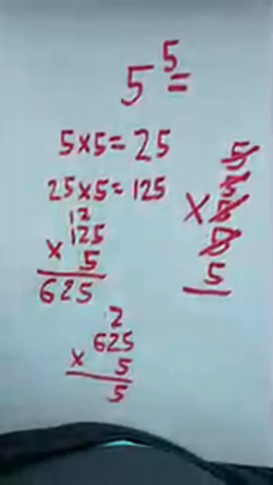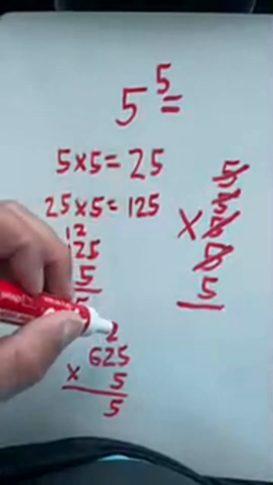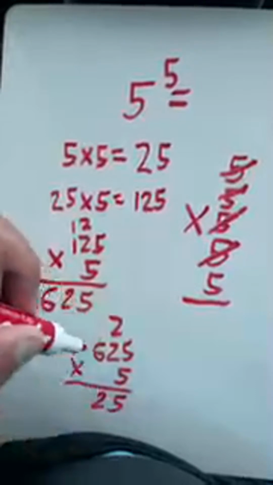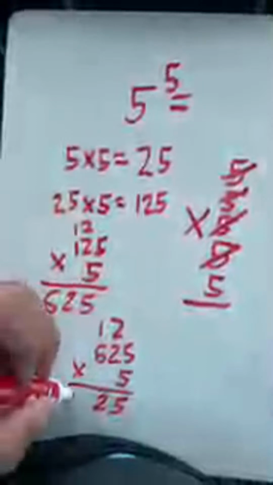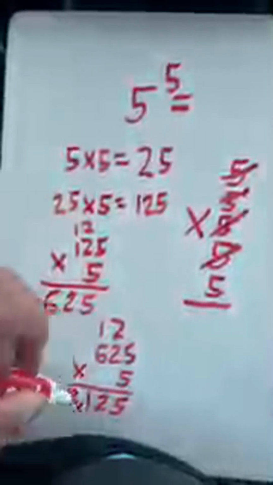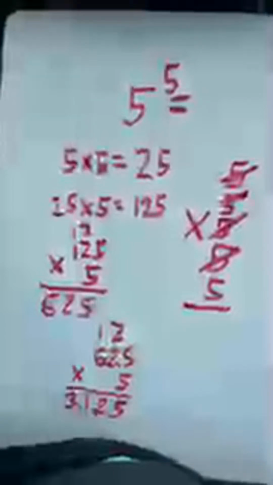5 times 5 equals 25. 5 carry the 2. 2 times 5 equals 10. Plus 2 equals 12. 2 carry the 1. 6 times 5 equals 30. Plus 1 equals 31. So we have our final answer. We just multiplied 5 5 times. So 5 to the 5th power equals 3,125.